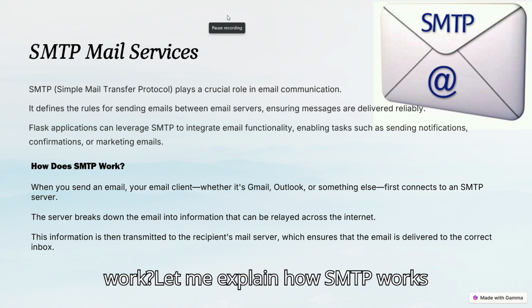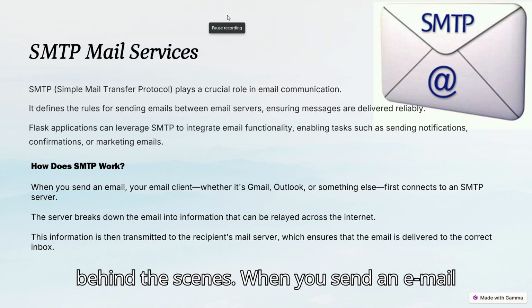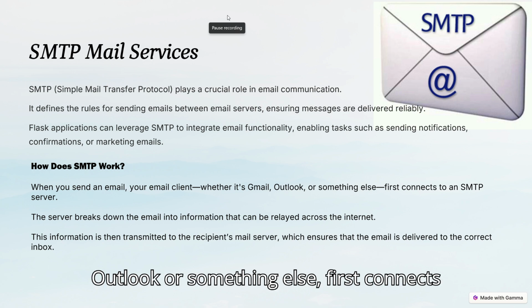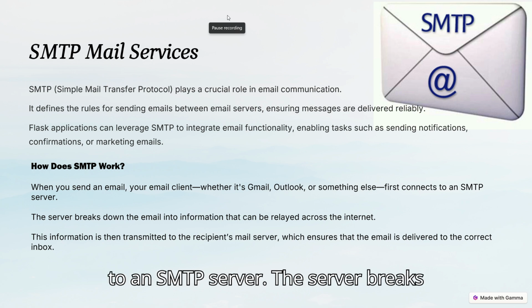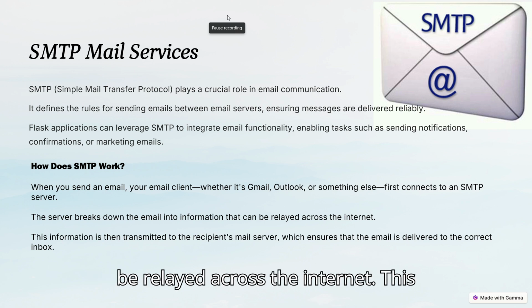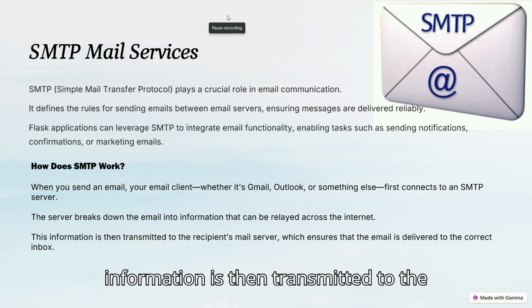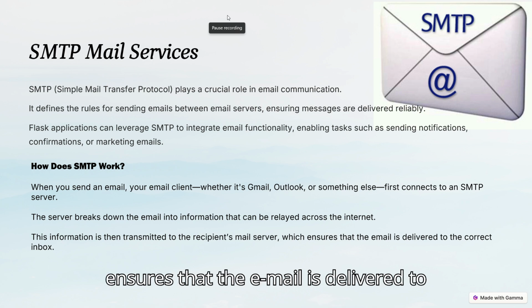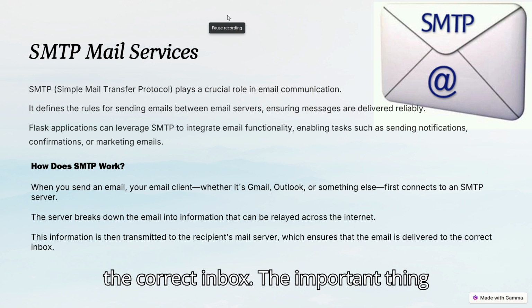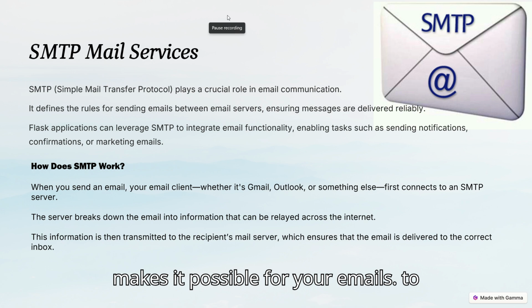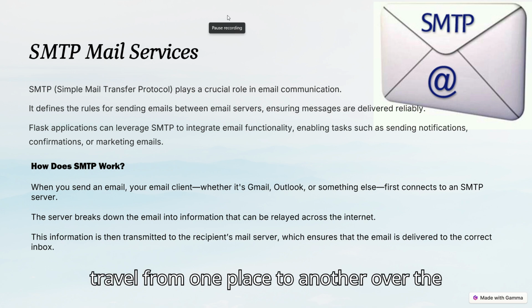How does SMTP work? Let me explain how SMTP works behind the scenes. When you send an email, your email client, whether it's Gmail, Outlook, or something else, first connects to an SMTP server. The server breaks down the email into information that can be relayed across the internet. This information is then transmitted to the recipient's mail server, which ensures that the email is delivered to the correct inbox. The important thing to understand is that SMTP is what makes it possible for your emails to travel from one place to another over the internet.